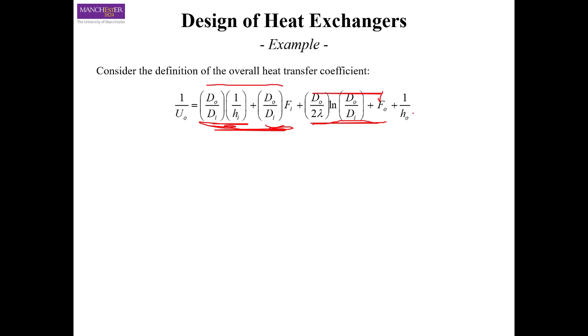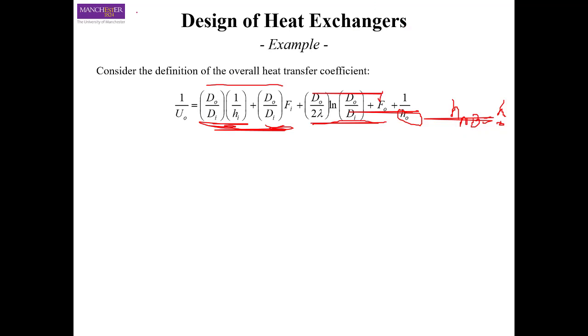What is not given to us is the value of H node. That is the film transfer coefficient of vaporization at the outer surface of the tube. So we have to calculate the value of H node. And if you remember, we can use the equation of NB, for example, equal to H node, and we can find this value. So let's see how we can do that.